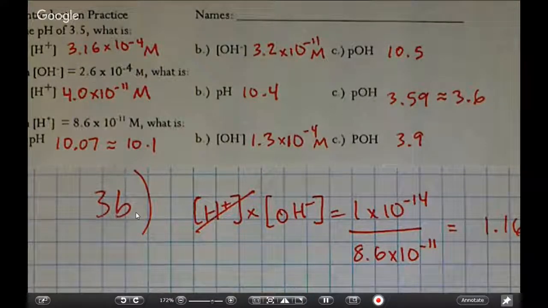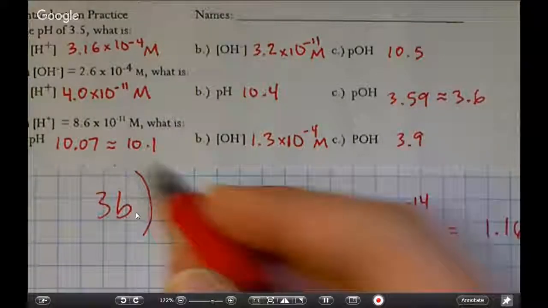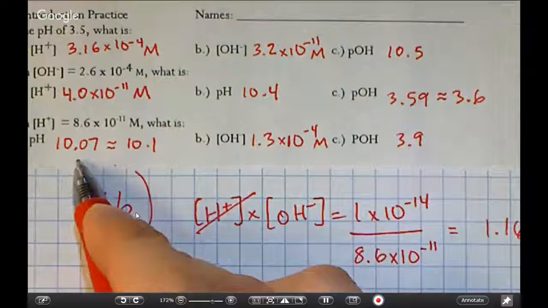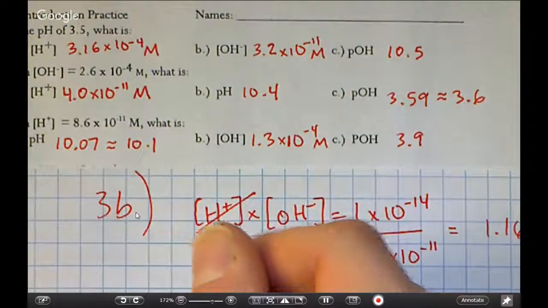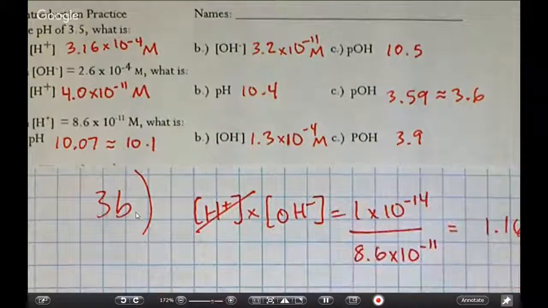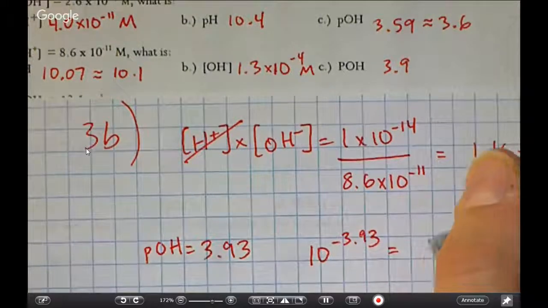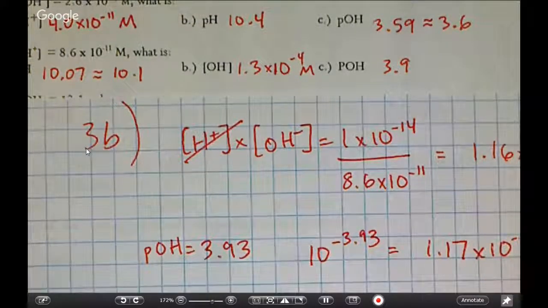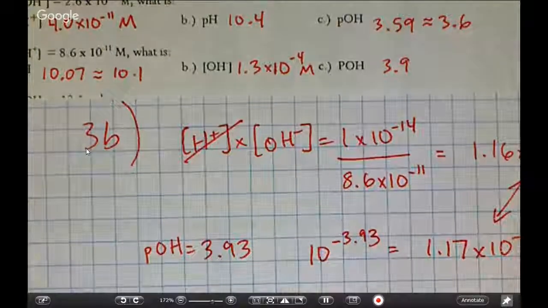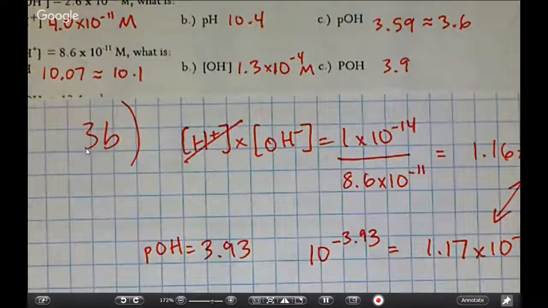So if I had done minus 10.07, whoa. So if I had not done 10.1, but I did 10.07, that would give us a pOH of 3.93. And if we do the inverse log of that, that comes out to 1.17 times 10 to the minus 4 molar, which is pretty close to that one there. So you did it right by the sounds of it. It's just that we had rounded the pH, and so we got a little different.